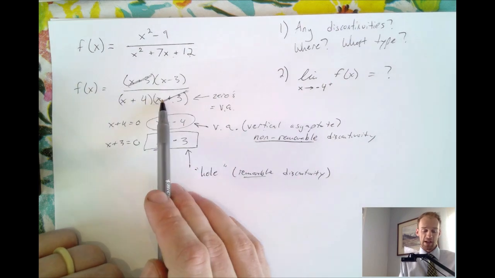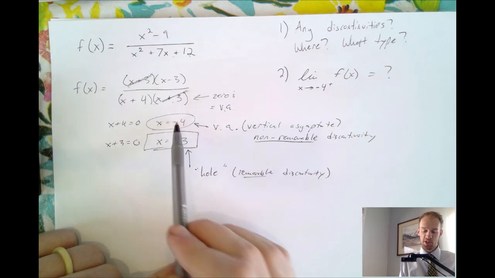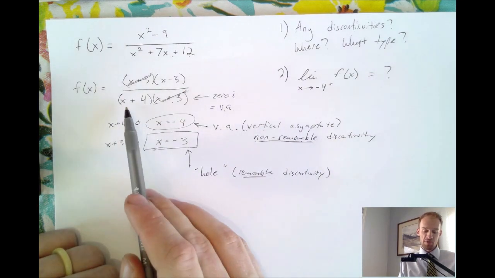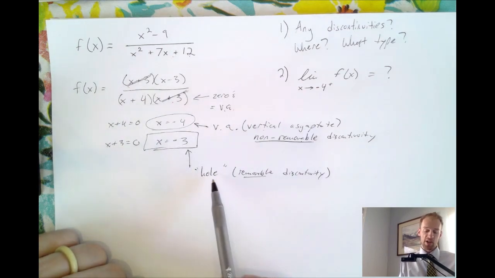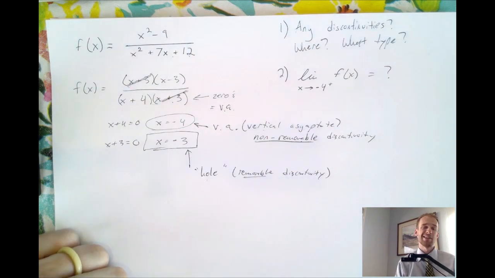Okay, and one of them is at -4, which is a non-removable discontinuity. It's a vertical asymptote. We know that. And then at -3, we have a hole, which is a removable discontinuity. How did I know that? Because that factor canceled with one of the factors of my numerator.